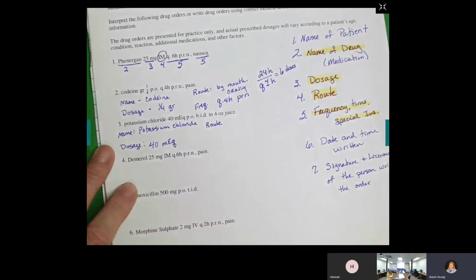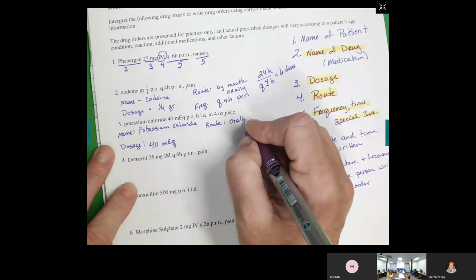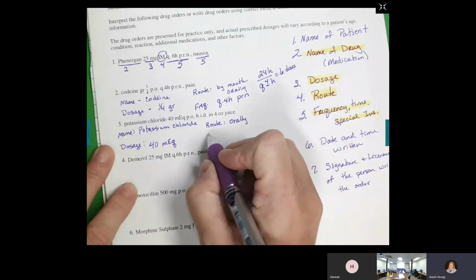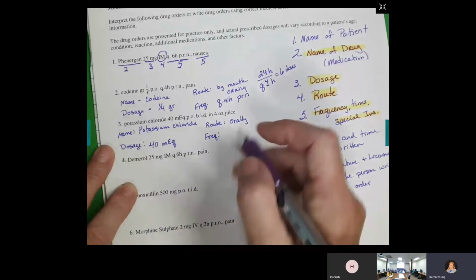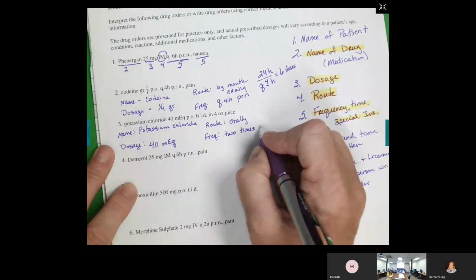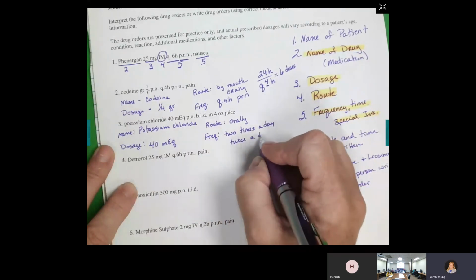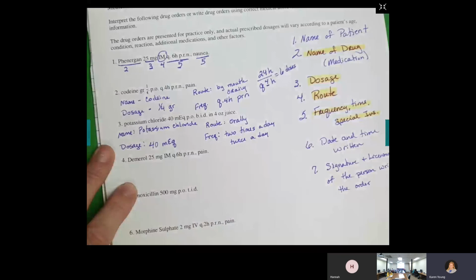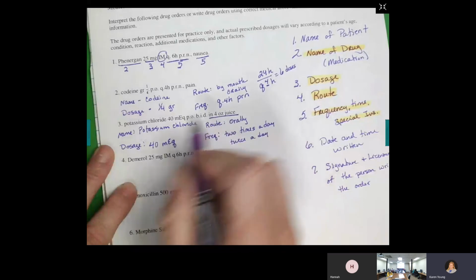Okay, then what's my route? Orally, or we could say by mouth. And our frequency? Twice a day. Twice a day, 2 times a day, because it's BID. And then do we have any special directions? Put it in 4 ounces of juice. Right, the 4 ounces of juice.